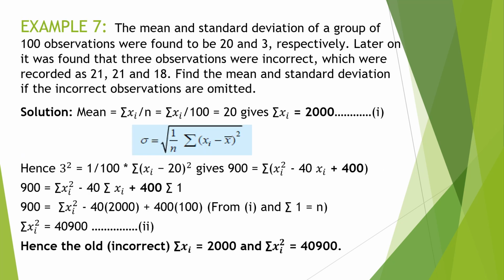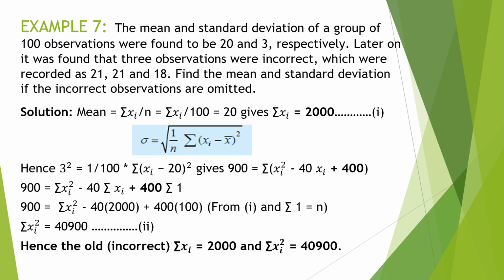Now example 7. The mean and standard deviation of a group of 100 observations were found to be 20 and 3. Later on, it was found that 3 observations were incorrect, which were 21, 21 and 18. Find the mean and standard deviation if the incorrect observations were omitted.